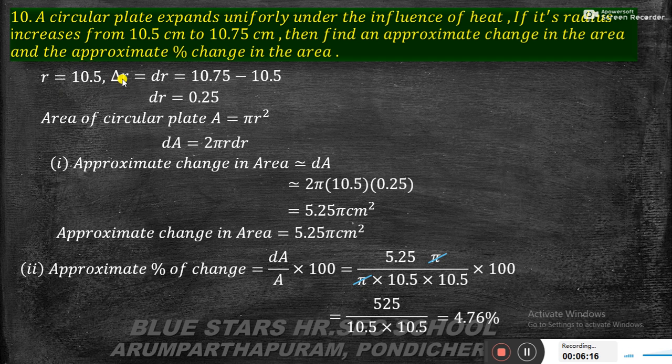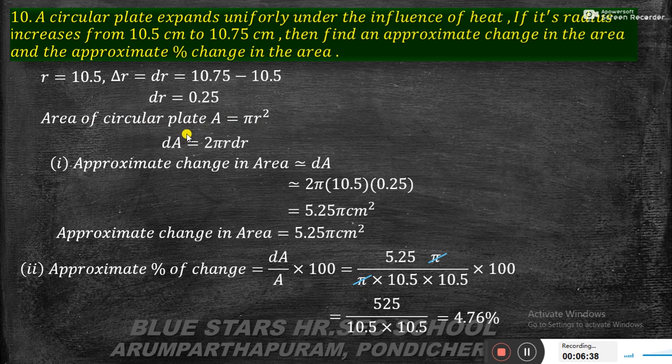Next, the deviation of the radius, that means del r equal to dr equal to the second radius minus the first radius. So 10.75 minus 10.5, we get dr equal to 0.25. Area of the circular plate, we know the area of a circle is pi r square.